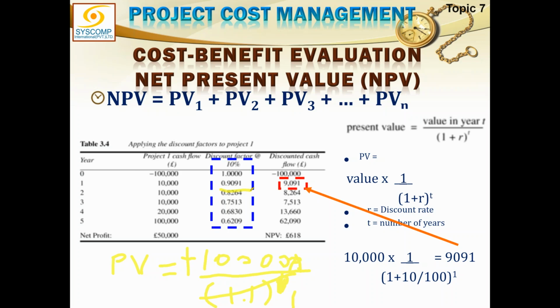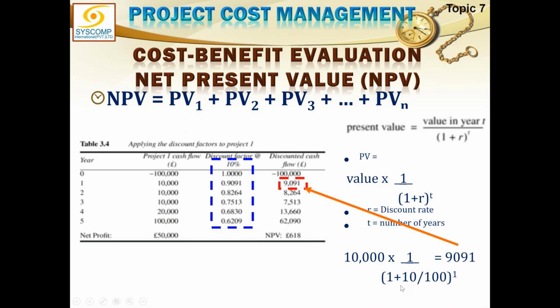Although this is feasible, if I had the option of another project which had a better NPV, I would have gone for that. And this also shows that there is a likelihood that in the calculations for some of the projects, this value could even come out to be zero, or it could even go into negative. But for project one, this is 618. Okay, let us apply it to other projects.